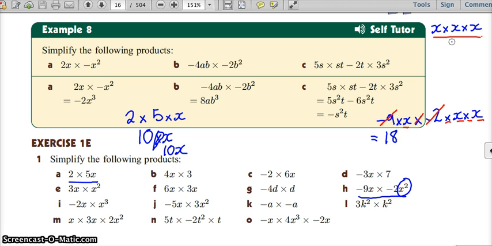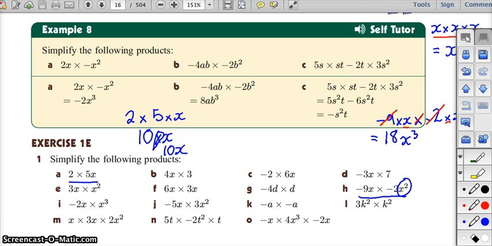What we've then got, of course, is anything multiplied by itself, we keep the base number and it's raised to the power of 3 because there's 3 of them. Okay, so that becomes 18x cubed.